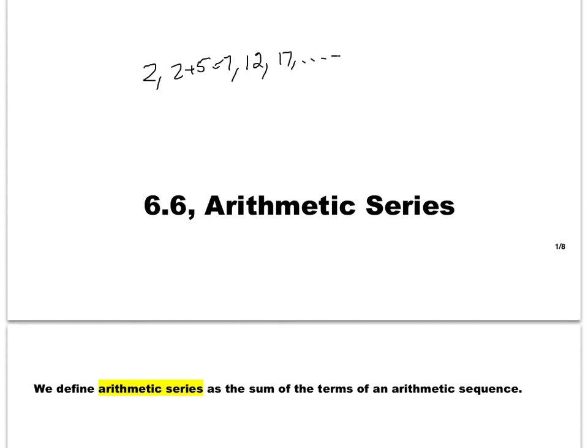Now, an arithmetic series is the sum of an arithmetic sequence. So we define the arithmetic series for this sequence as 2 plus 7 plus 12 plus 17 plus the last term, whatever the last term is. Now we are going to find the formula to find the sum of all the n terms of an arithmetic sequence, which we call the arithmetic series.